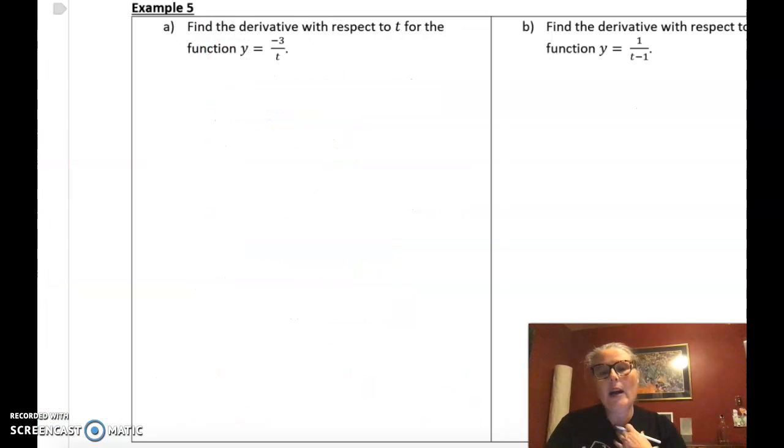Okay, so for our example 5a, slightly different. We could use a little bit of a different notation in this case. First of all, I want you to notice that the independent variable is the letter t and not the letter x. That matters. You can't all of a sudden switch to the letter x. I tend to, by rote, always put in an x, but I really have to pay attention in problems like this.